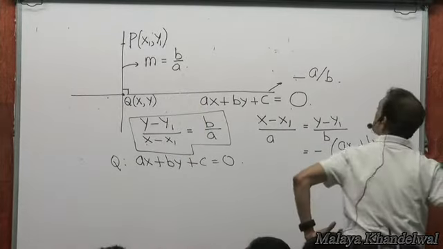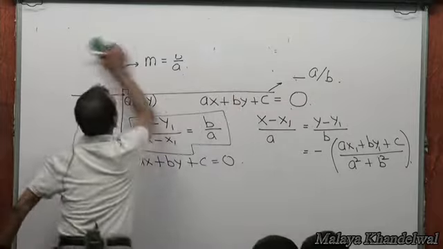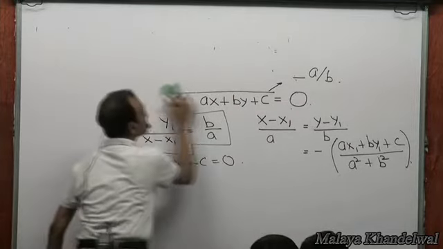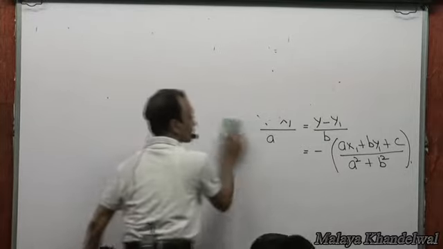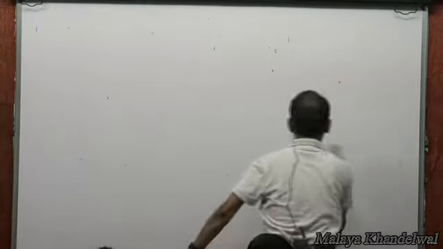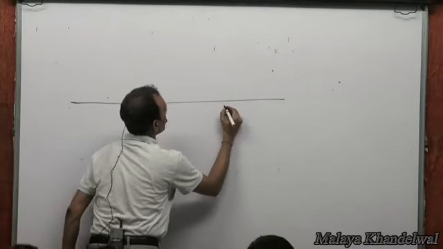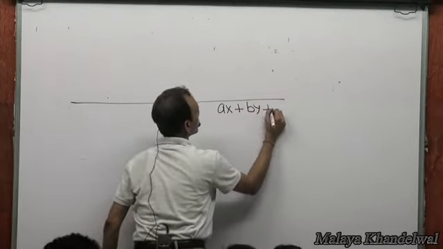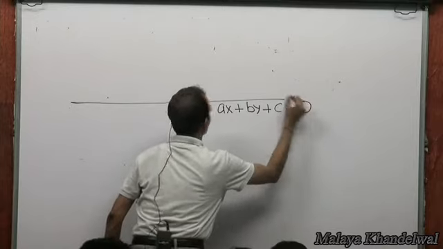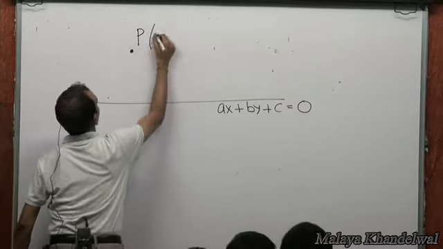In fact, let me also tell you another packaged version of the whole thing. See, if there is a line ax plus by plus c equal to 0, and there is a point P not lying on the line, call it (x1, y1).